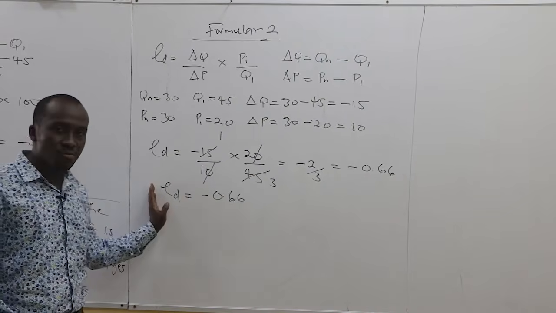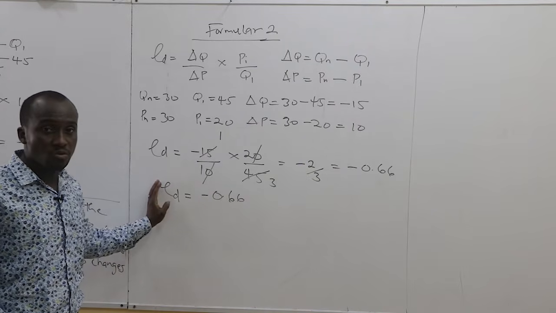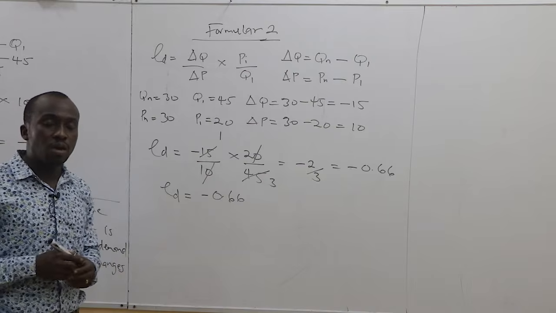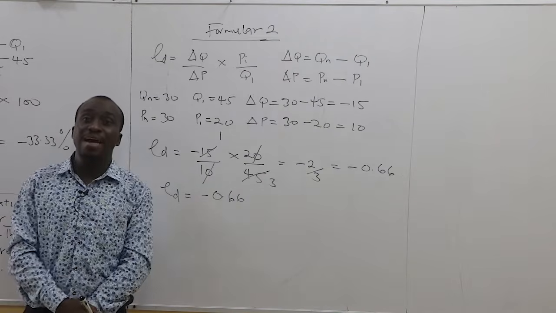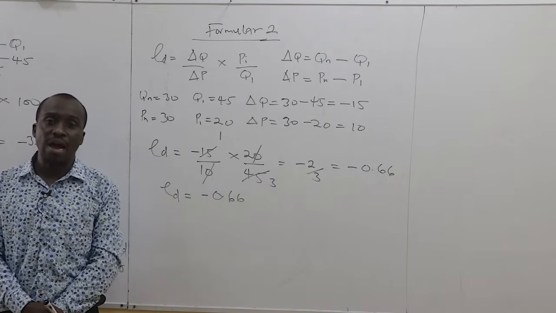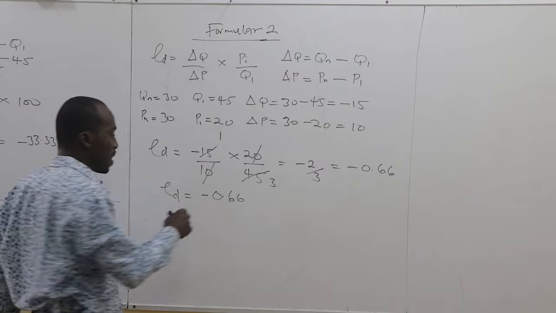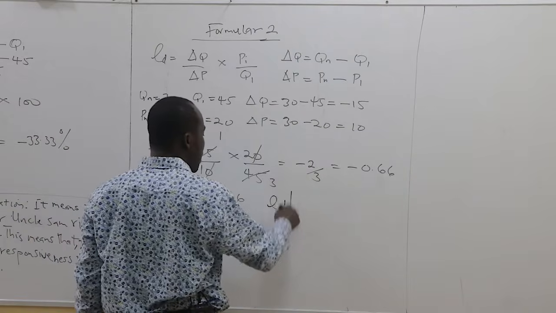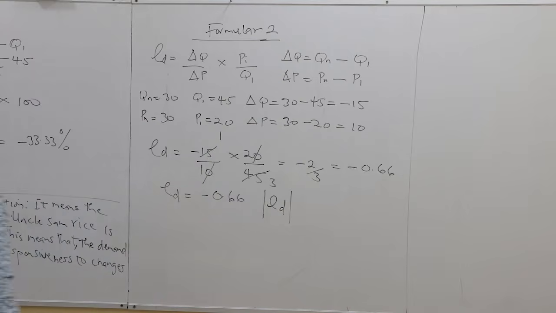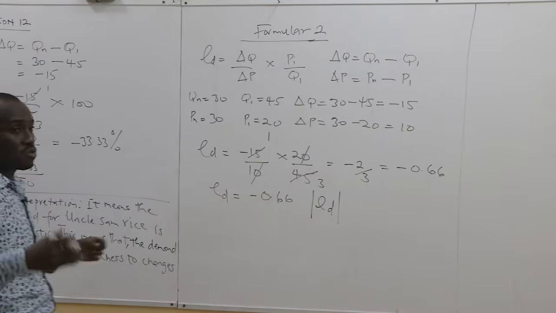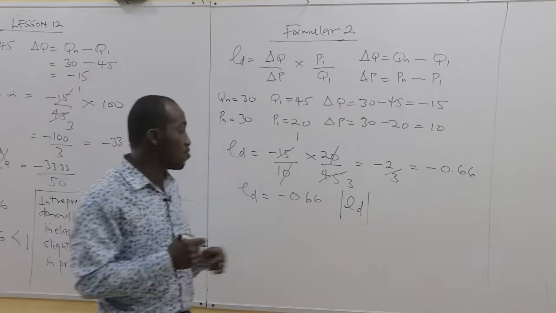And I told you that in order to interpret, you have to find the absolute value so that you make it positive, because the price elasticity of demand will always give you a negative figure because of the negative relation between price and quantity demanded. So let's find the absolute. This is the symbol. When you bring this symbol, it means absolute. So here too, the same thing. When you bring that symbol, it means absolute. You're making the figure positive. Any figure that is negative, make it positive.